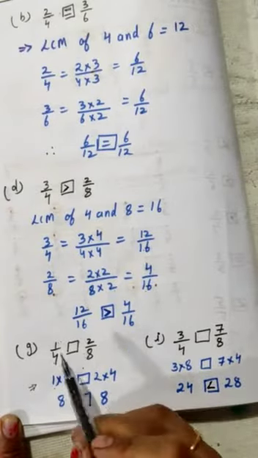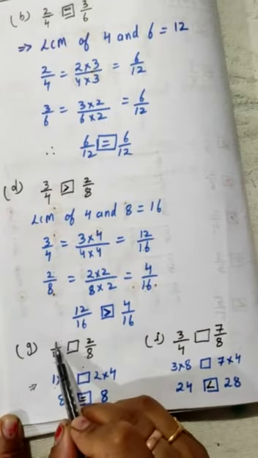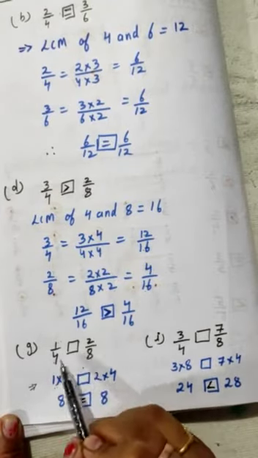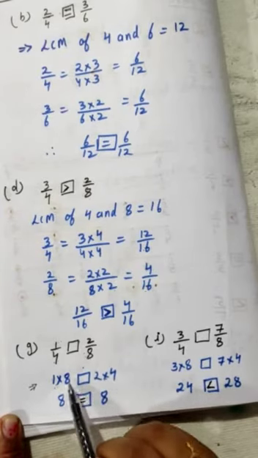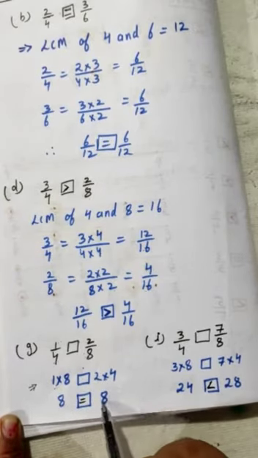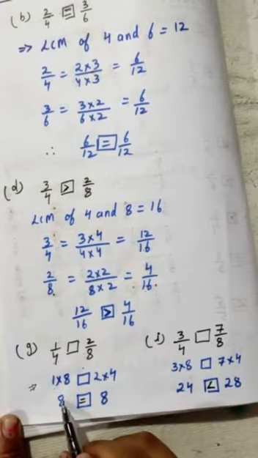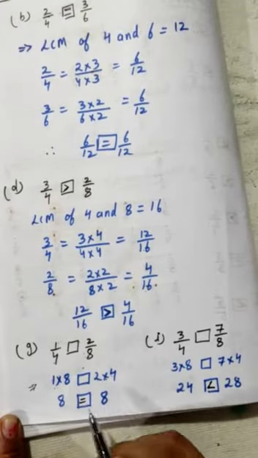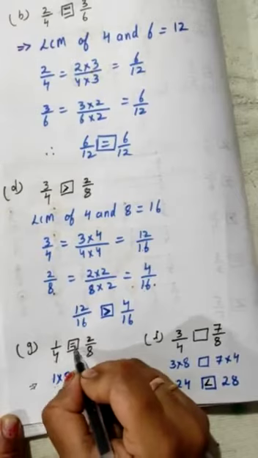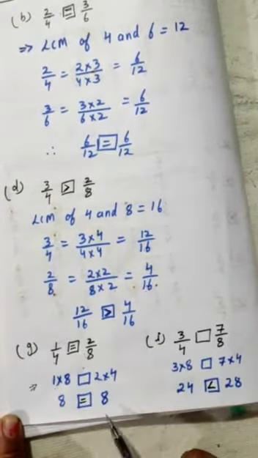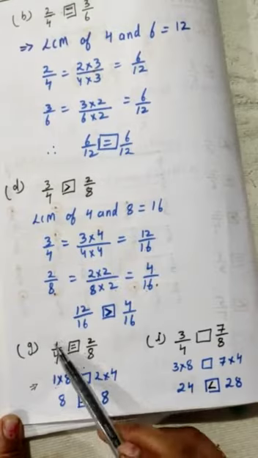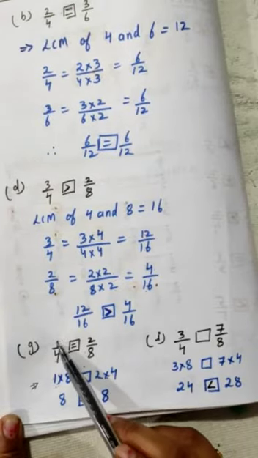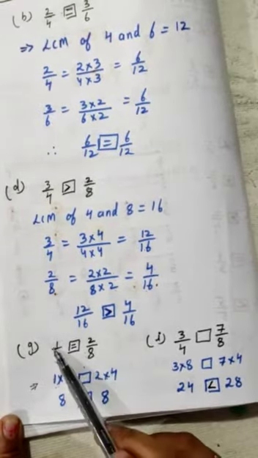So 1 into 8 you will write on the left hand side. 2 into 4 you will write in the right hand side. Then 1 into 8 is 8 and 2 into 4 is 8. 2 4s are 8. So since these two are equal, you will put the sign as equal to. So in this, without using the LCM method, you can just directly multiply. So cross multiply. So numerator into the next denominator will come this side.